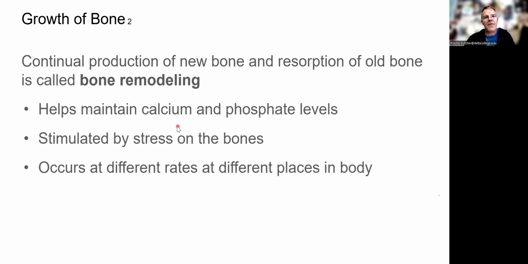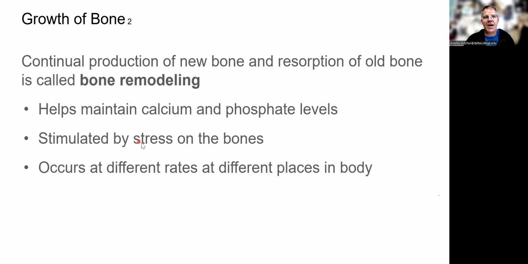And so if we have high levels of calcium and phosphate, they get stored in the bones. And when our calcium and phosphate levels in our blood drop, then we can harvest that calcium and phosphate from our bones. Those osteoclasts will break down the bone and release those minerals into the bloodstream. This can be stimulated by stress on the bones. And like I said, that can be a good thing and a bad thing.